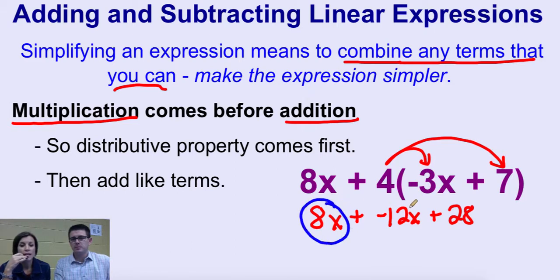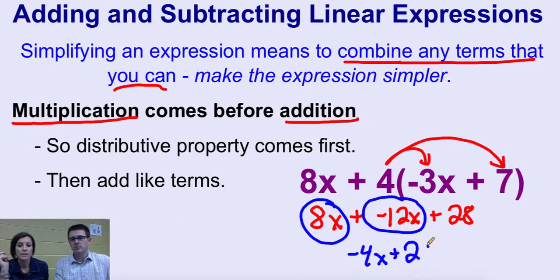So I have an 8x plus a negative 12x. Hopefully you didn't lose that negative. That would result in negative 4x. And then we can't forget the constant 28. So distribute first, then combine any of your terms.